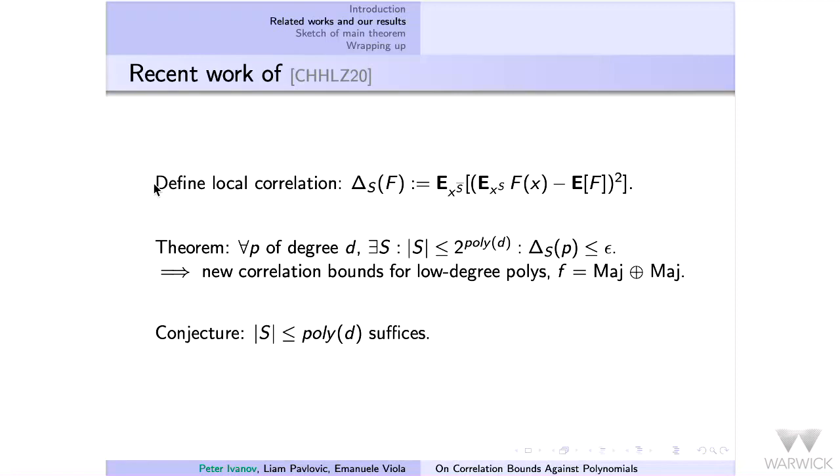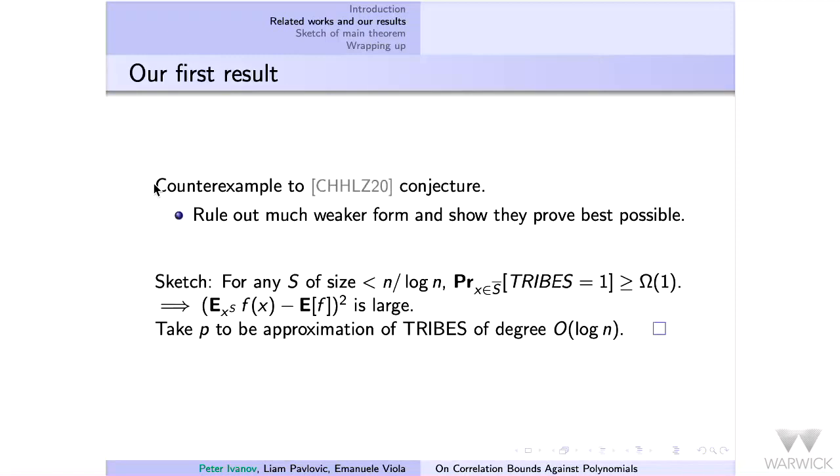And they conjectured that, in fact, S at most polynomial in d would work, and this would give you very exciting new correlation bounds. This would solve the open problem on the previous slide and much more. So our first result is we give a counterexample to their conjecture. We show that basically what they prove is best possible.